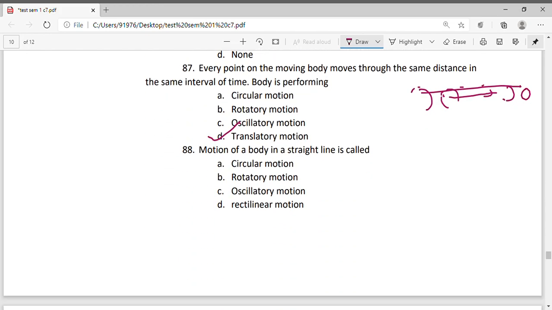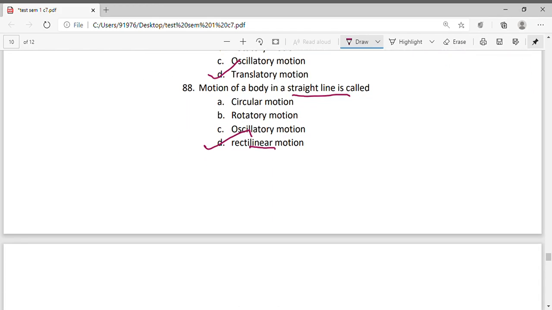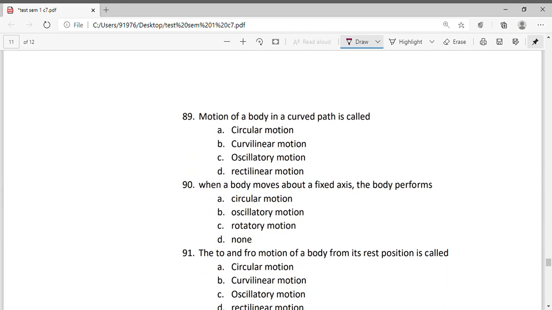The motion of a body in a straight line is called, so it is not circular, rotatory, or oscillatory, it is a rectilinear motion, linear, straight line. The motion of a body in a curved path is curvilinear motion. So in a curved path, it will be a curvilinear motion.